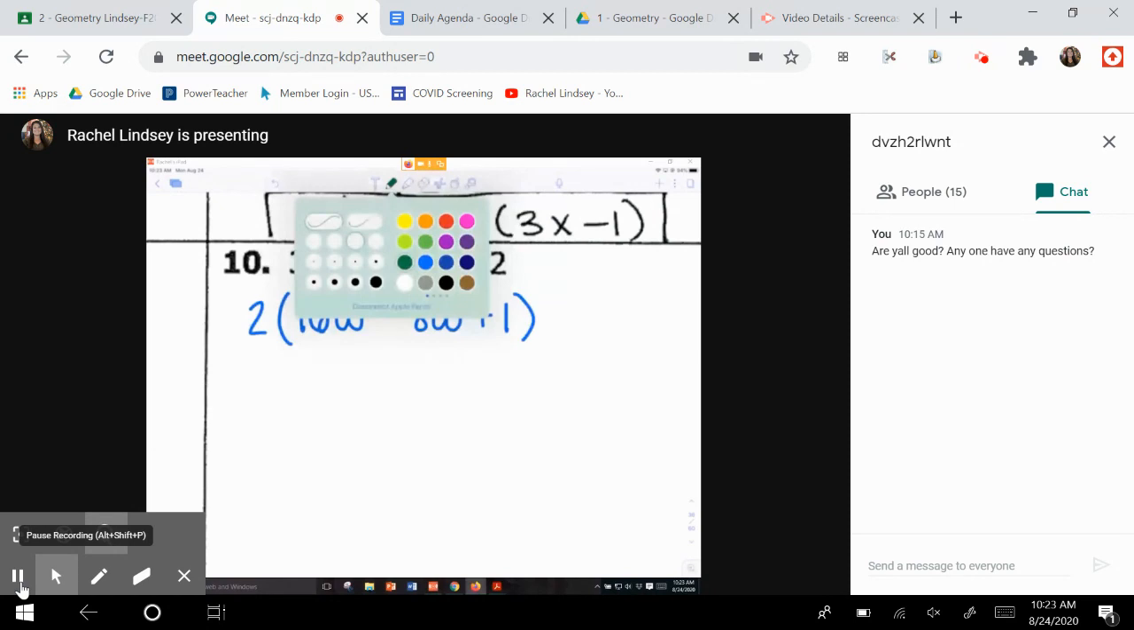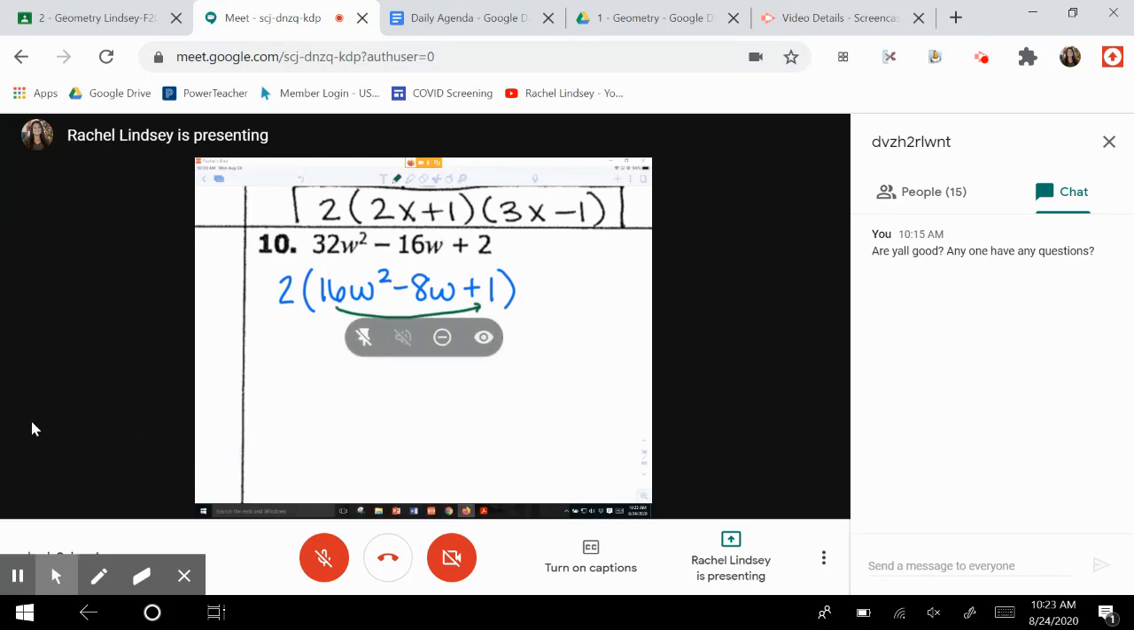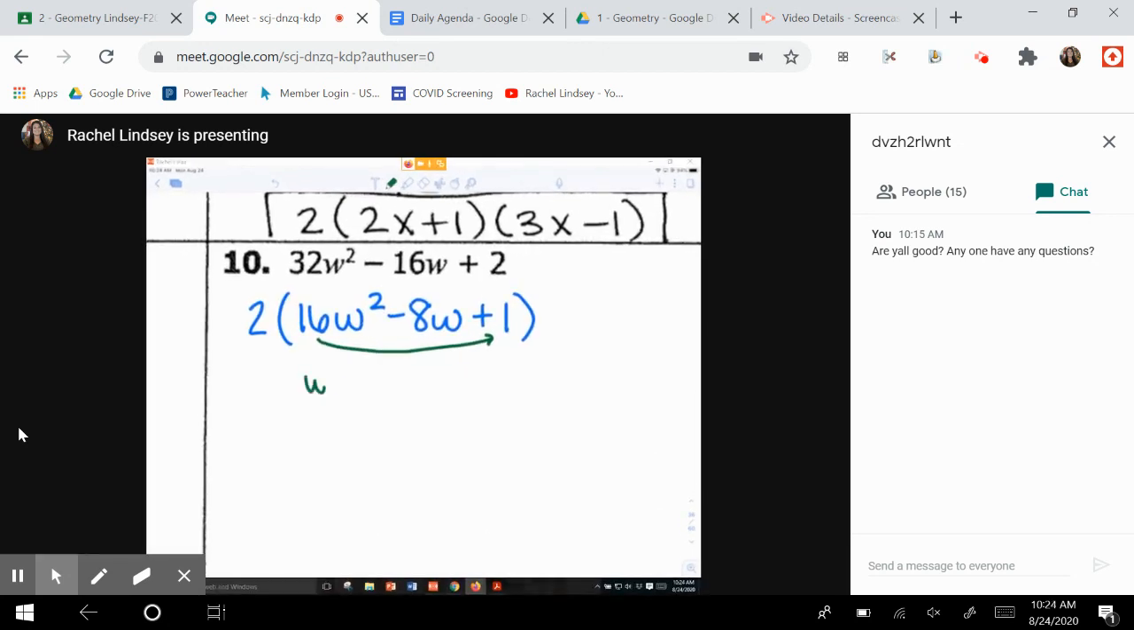Can't factor anything else out, so I'm going to do slide and divide. Slide that 16 to the 1. So I have w squared minus 8w plus 16.